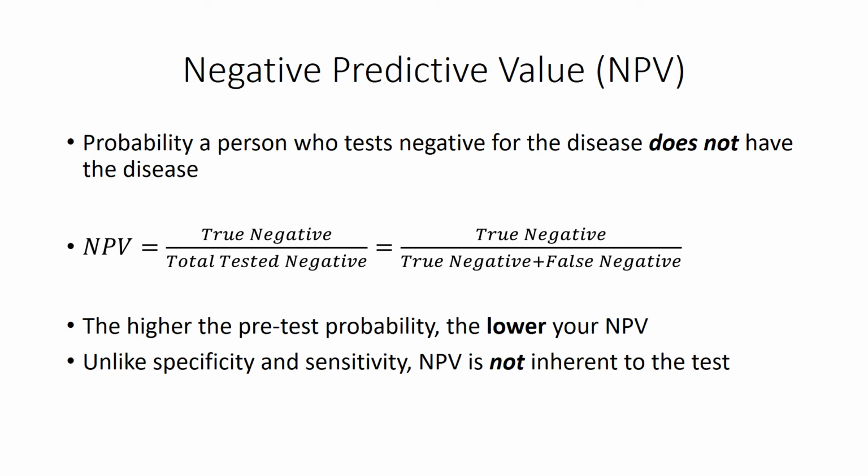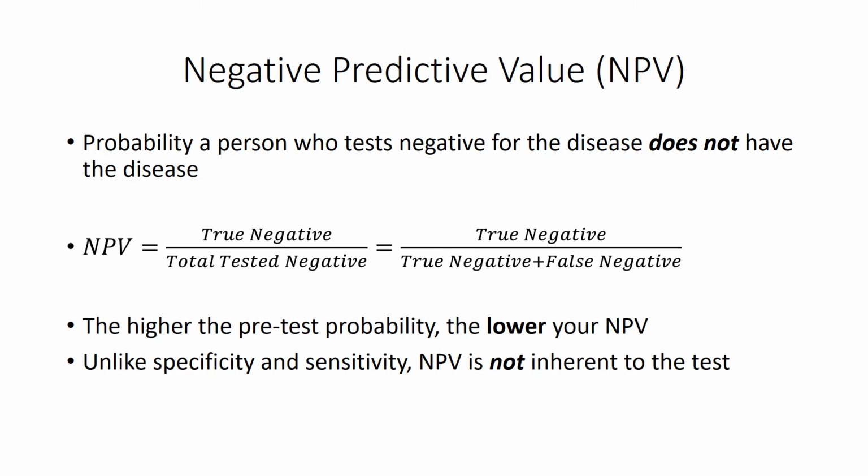Finally, the negative predictive value is the probability that a person who tested negative for the disease does not actually have it. Mathematically, it's equal to true negative over the total that tested negative. Remember, the total that tested negative is the true negatives, but also those who tested negative but actually have it. So it's true negative over the quantity true negative plus false negative.